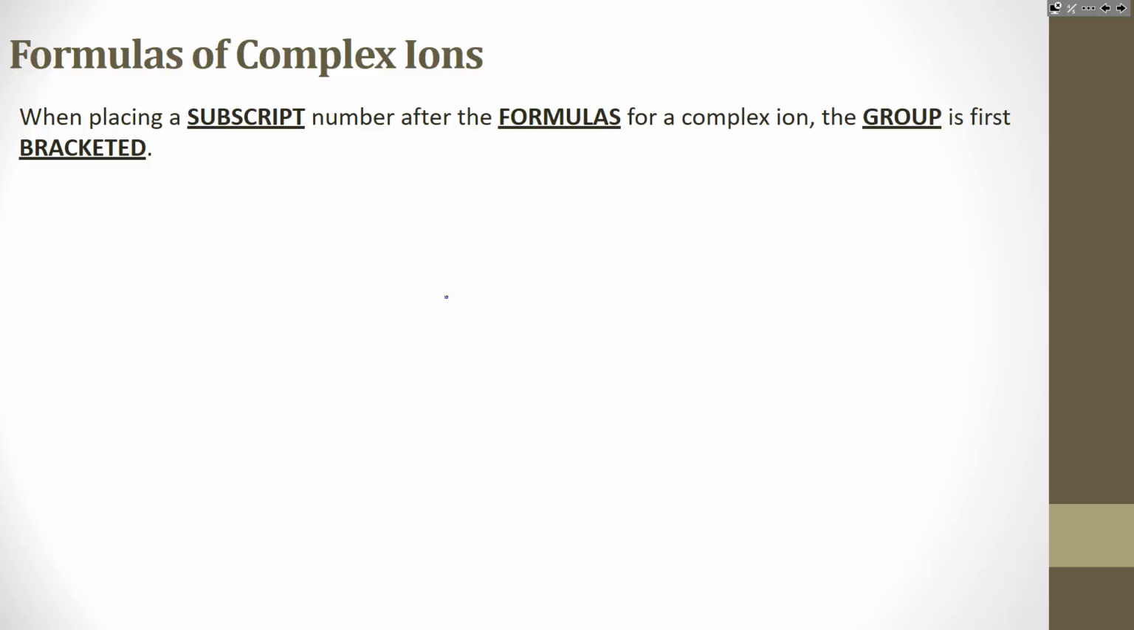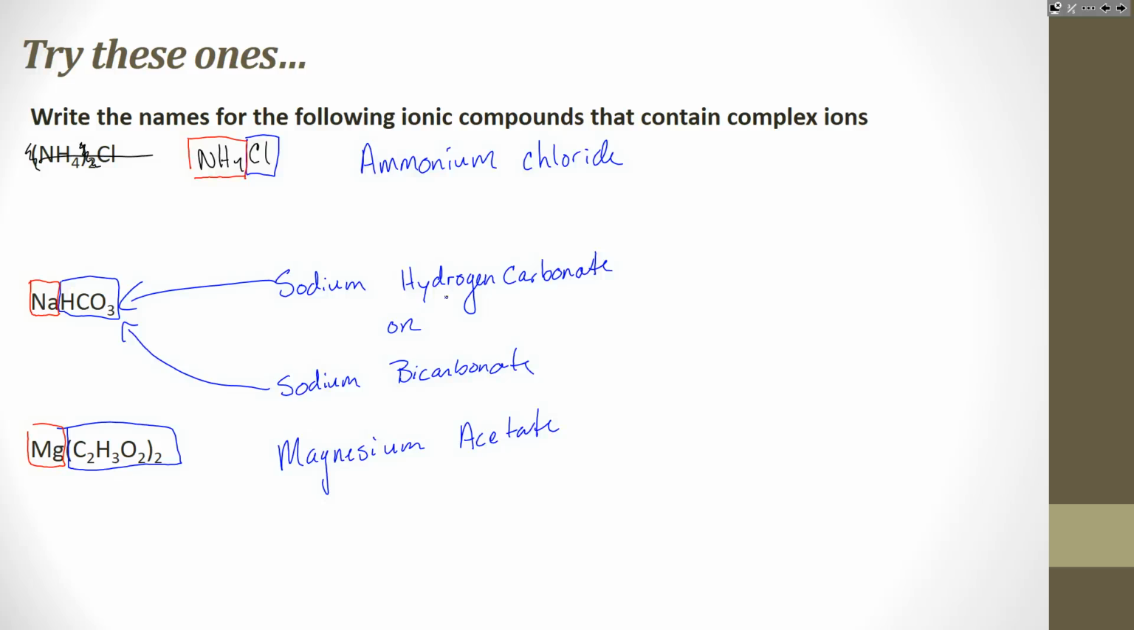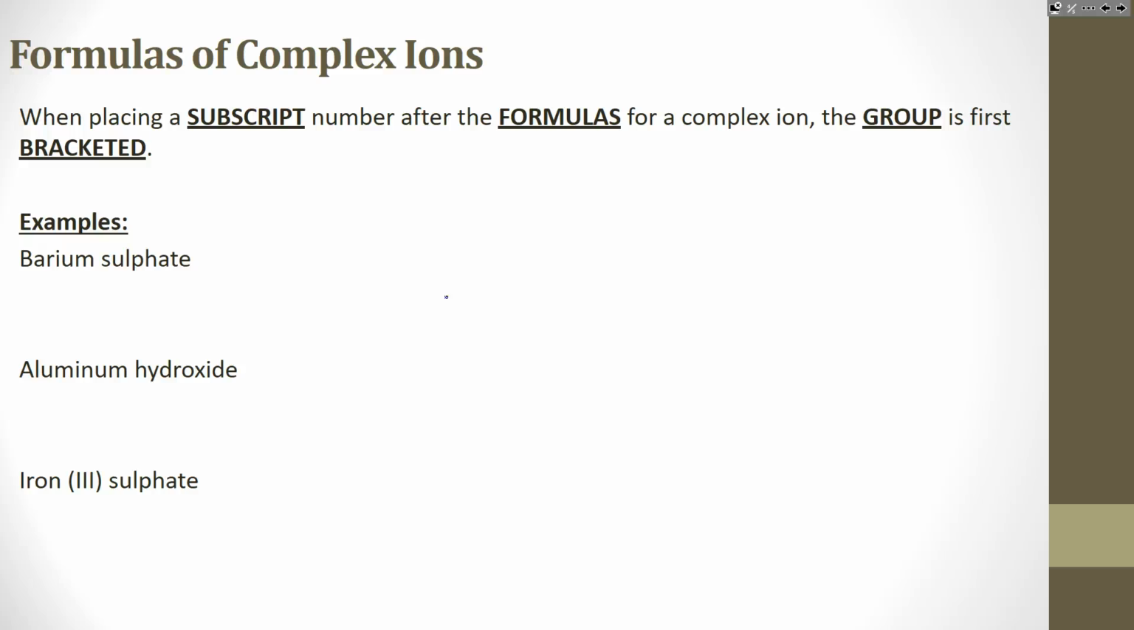So if we need a subscript, like if we need more than one sulfate or chromate or acetate, we need to use brackets. You can actually see that we did use brackets here. And that's so we'd have 2 acetates. And that's just it. We're going to treat these complex ions as one thing.